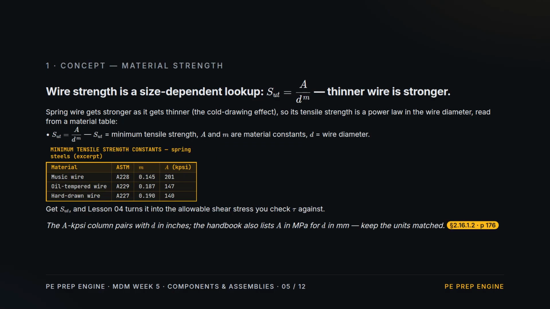Concept 4. How strong is the wire? Spring wire is stronger the thinner it is, so tensile strength is a power law, A over d to the m, with A and m read from a material table by wire type. Music wire, oil-tempered, hard-drawn. Match the units. The kpsi column goes with the wire diameter in inches. This gives you the tensile strength. Lesson 4 converts it into the allowable shear stress you compare the calculated stress against.